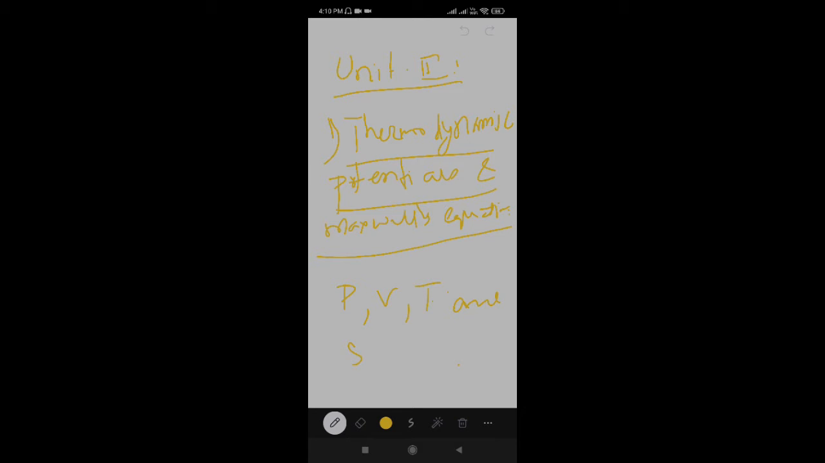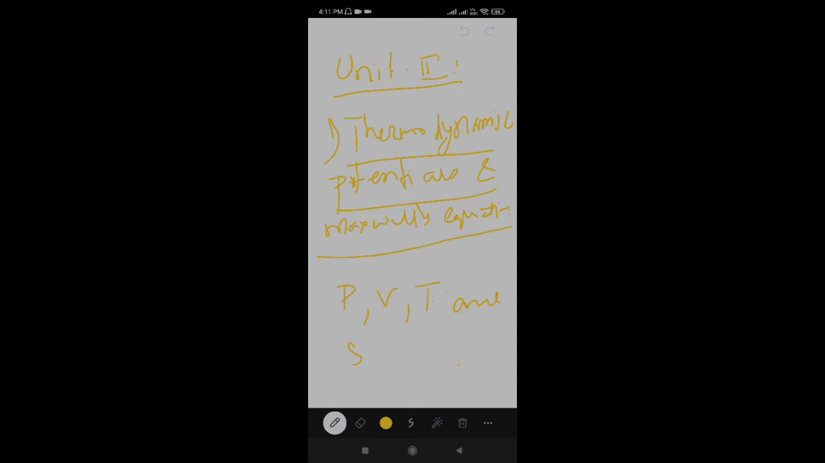Out of these four parameters, any two are independent, and the rest of the two are dependent, depending upon the functions already considered. So what do you understand from this? There exists a certain relation between these four parameters. You may describe two parameters in terms of the other two. So there are certain relations between thermodynamic variables.